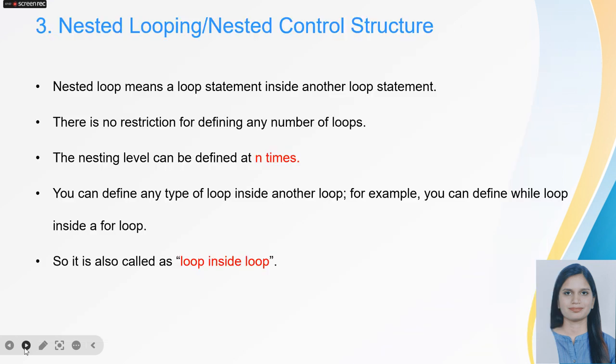Third, nested looping, nested control structure. What is nested looping and nested control structure? Nested loop means a loop statement inside another loop statement. There is no restriction on defining any number of loops. The nesting level can be defined n times. You can define any type of loop inside another loop. For example, you can define a while loop inside a for loop. So it is also called loop inside loop.